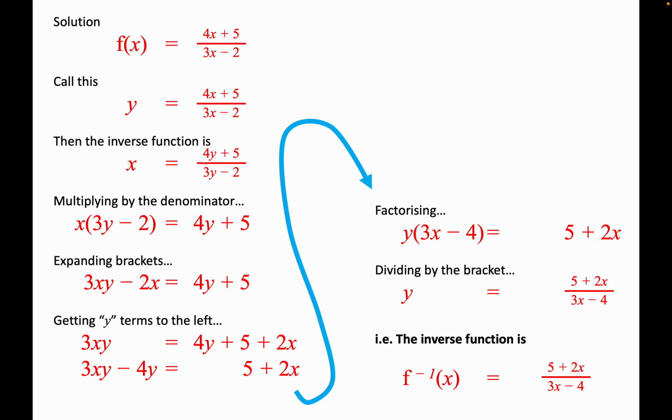So putting it back in the f of x notation, the inverse function is f minus 1 of x equals 5 plus 2x over 3x minus 4.